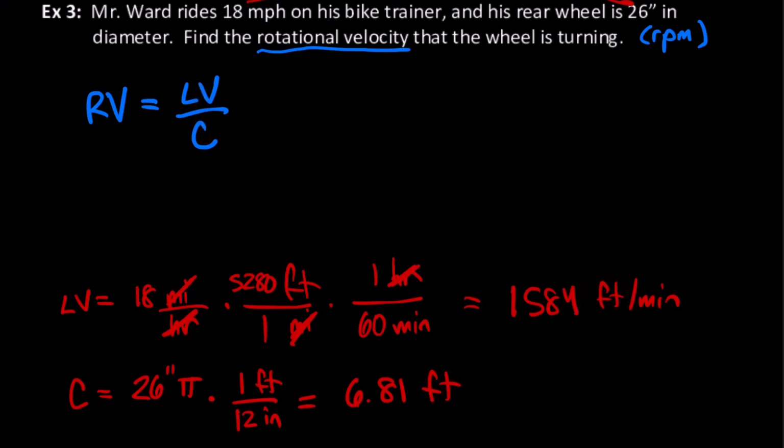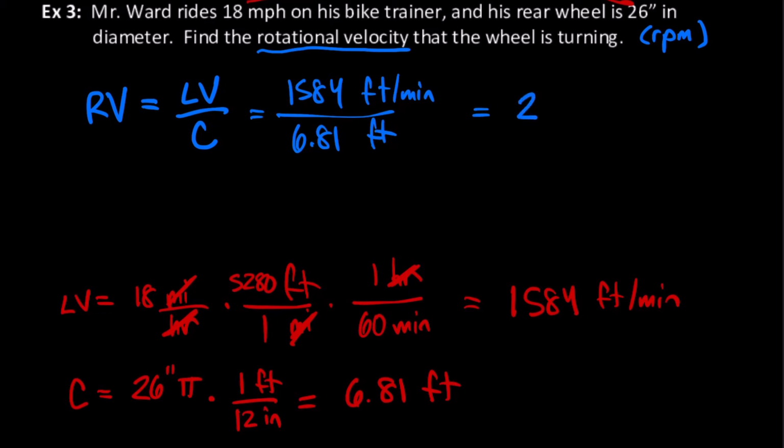So now you can just plug in. Linear velocity, 1,584, and that's feet per minute, divided by 6.81 feet. And what that's going to do is give you the number of rotations. So if you divide that out, you should get 232.7, and that would be RPM.